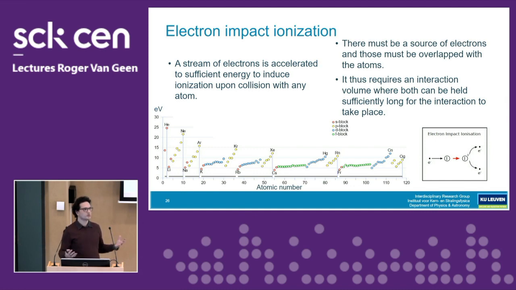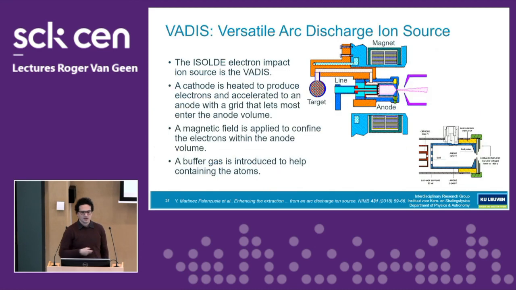So if you want to make that reaction work as much as possible, you want to confine it all. You want to make sure that they overlap as best as possible. So you need an interaction volume where both can be held sufficiently long for the interaction to take place. So how do we do that? We do that by having somewhat of a big volume in which this can happen. And that's the description of what we call the versatile arc discharge ion source, the VADIS, at ISOLDE.